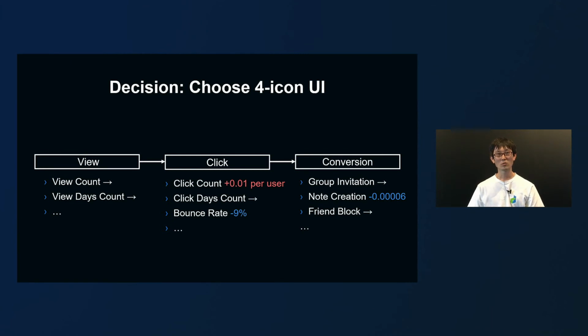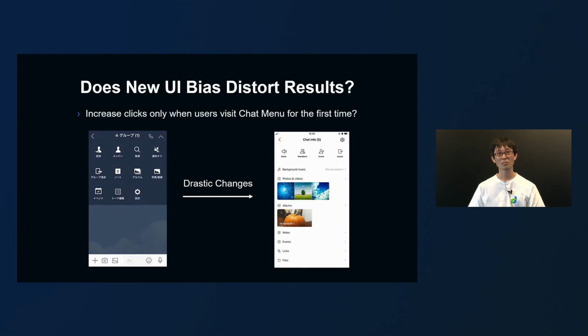The number of group invitations or blocked friends saw no difference, but the number of nodes created significantly decreased with the 4-icon UI. This was a negative result, but the number of increase in click counts assessed in the second stage was more important. So we maintained 4-icon UI as a winner based on our quantitative assessment.